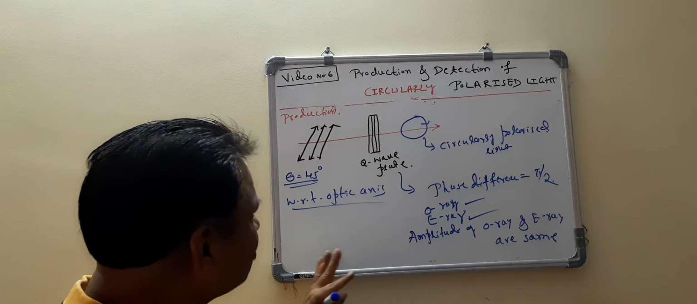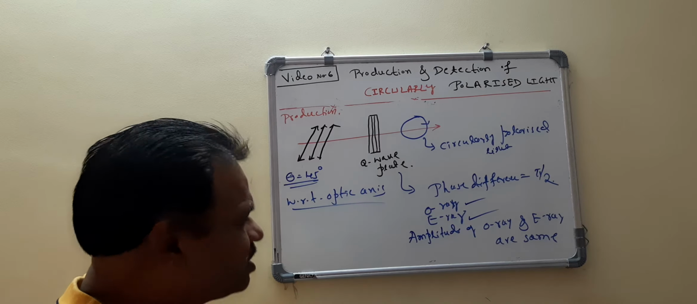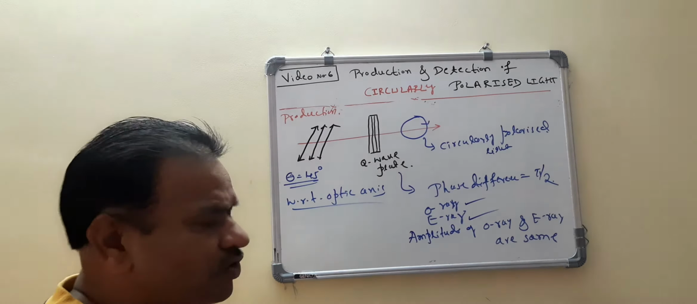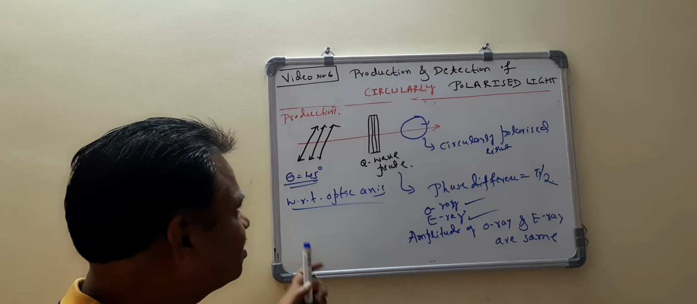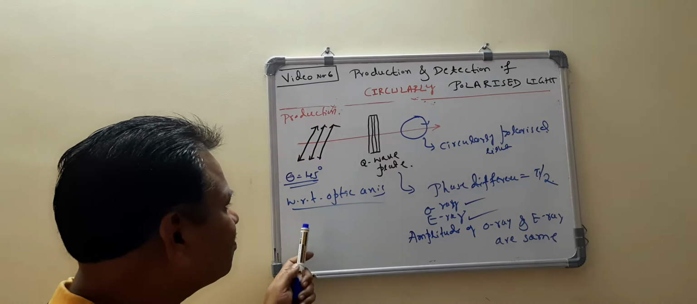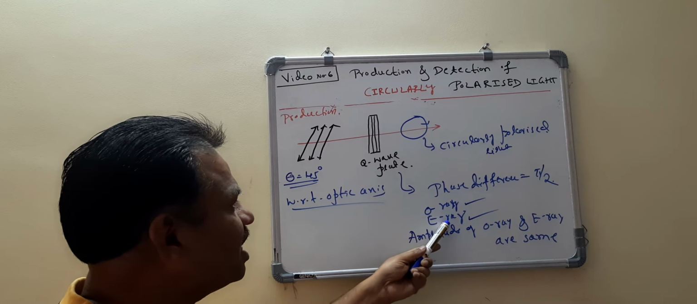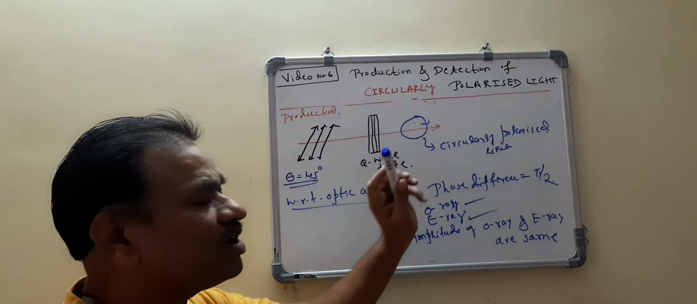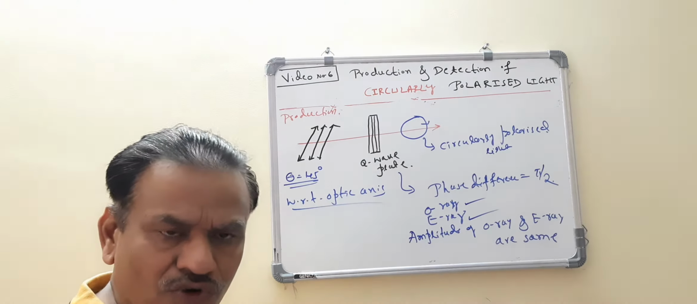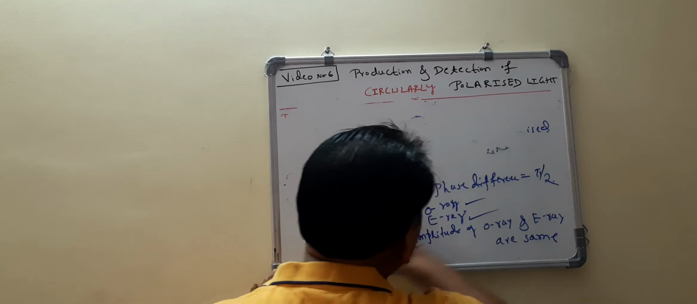From the point of examination, you write only this much. Whenever the plane polarized light, with its plane of vibrations making an angle theta equal to 45 degree with respect to the optic axis, is allowed to incident on the quarter wave plate, circularly polarized light is obtained. Because the phase difference between the ordinary and extraordinary is 90 degree, and the amplitudes of the ordinary and extraordinary are the same here. That's why circularly polarized light is obtained. Right? This much. Next is detection.